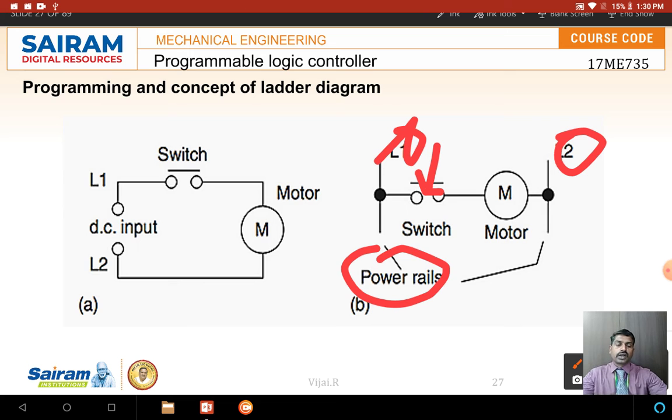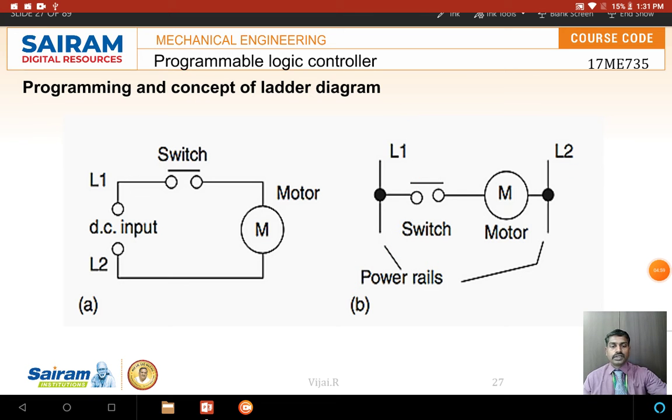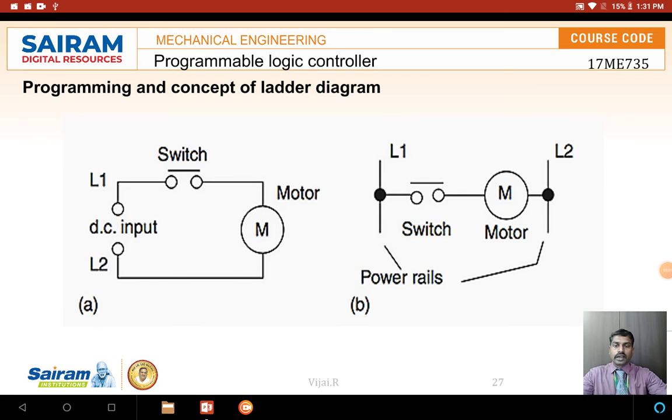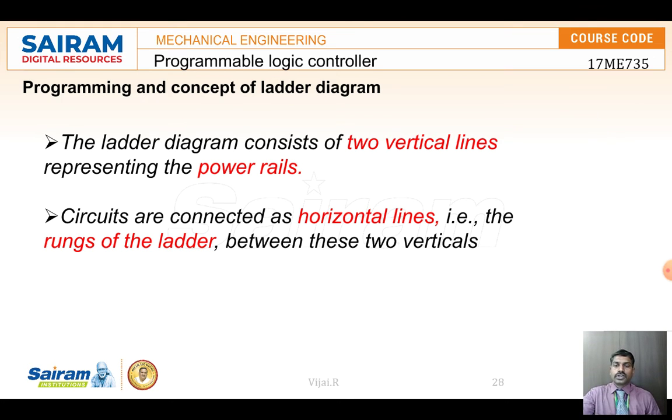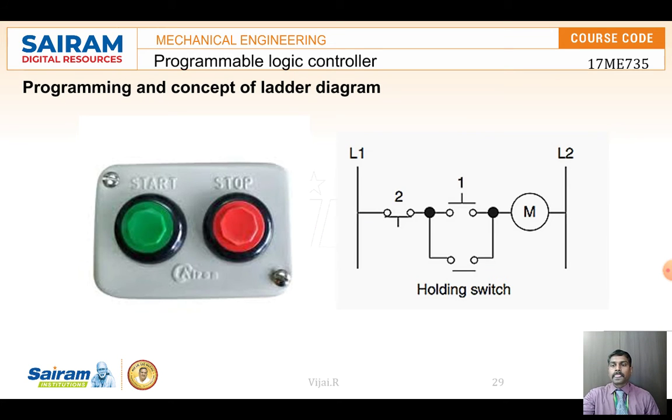These power rails are the input and output lines. When it is connected with the input device and output device, the motor is going to rotate. Right, that's all. So this is the basic ladder diagram. One more we will see. The ladder shows two vertical lines, which we call power lines, and horizontal lines which we call rungs, between the two vertical lines.